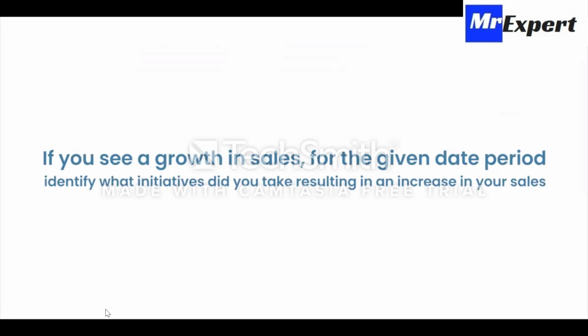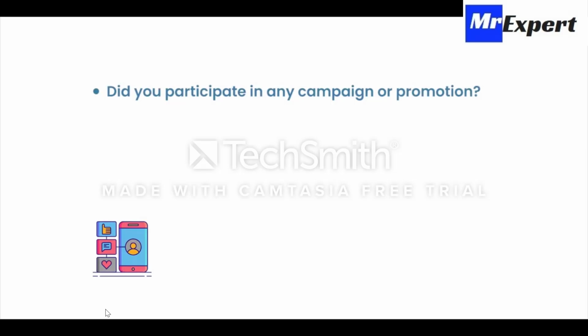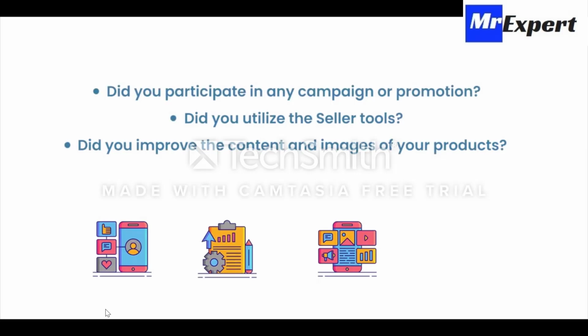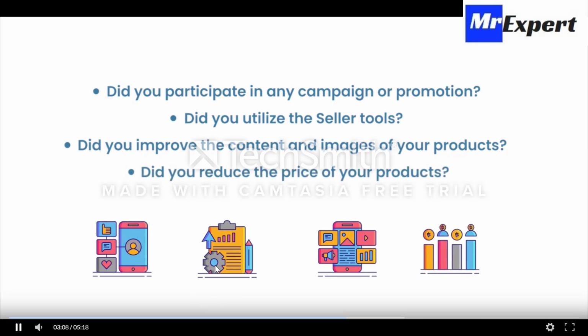For example, if you see a growth in sales for the given date period, identify what initiatives you took resulting in an increase of your sales. Did you participate in any campaign or promotion? Did you utilize the seller tools? Did you improve the content and images of your products? Did you reduce the price of your products?